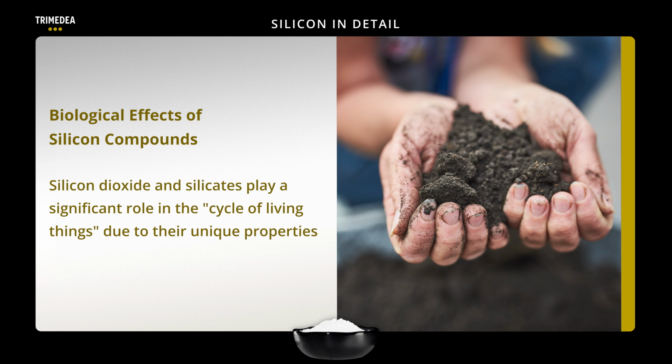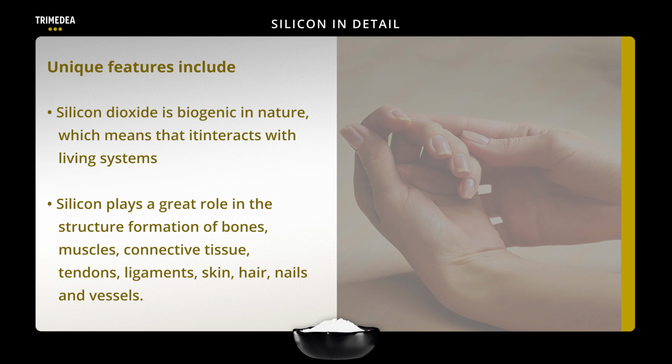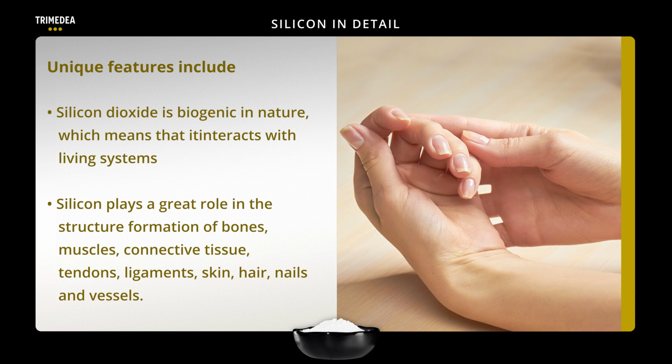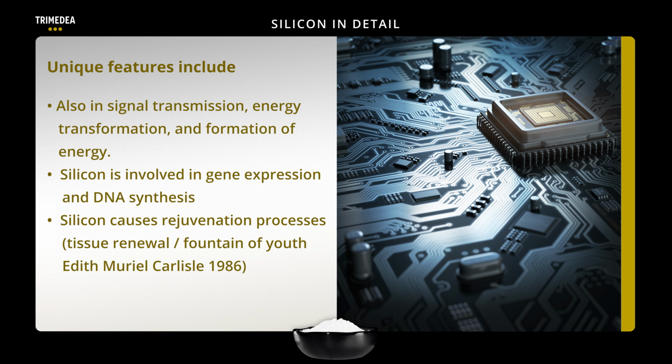Biological effects of silicon compounds. Silicon dioxide and silicates play a significant role in the cycle of living things due to their unique properties. These unique features include that silicon dioxide is biogenic in nature, which means that it interacts with living systems. Silicon has a great role in structure formation for bones, muscles, connective tissue, tendons, ligaments, skin, hair, nails, and vessels. Also in signal transmission, energy transformation, and formation of energy.